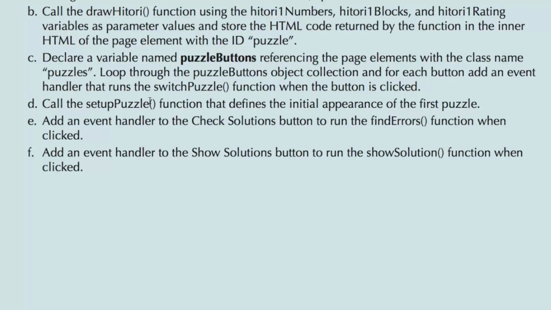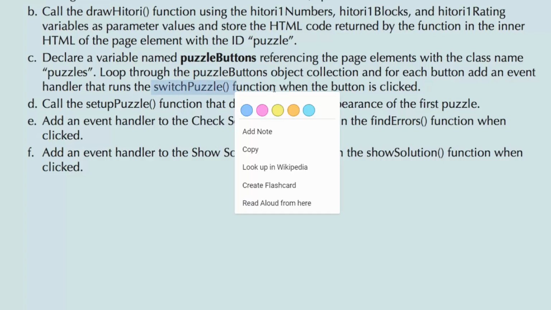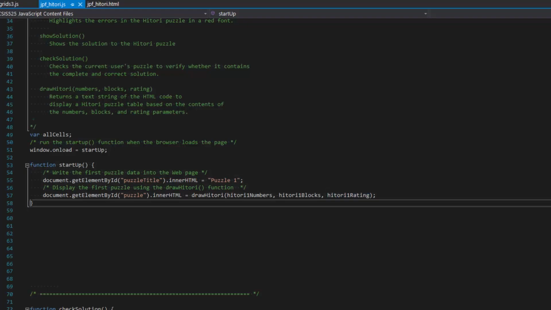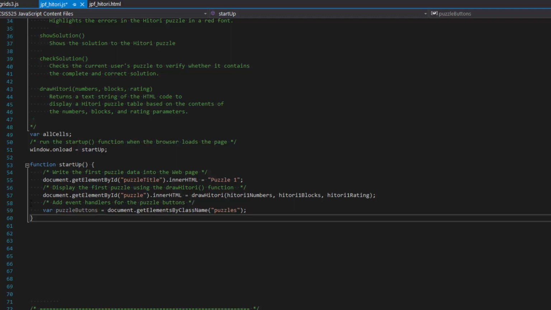user. In step 5c, we want to declare the variable puzzle buttons, referencing the page elements that have the class of puzzles. So remember, those are the 3 puzzle buttons, or the 3 buttons, I should say, at the top of the page that were classed as puzzles. And we're just going to loop through the puzzle buttons. There's going to be those 3. And for each button, we want to add an event handler that runs the switch puzzle function when that particular button is clicked. So inside of our startup function, adding a new comment, add event handlers for the puzzle buttons.